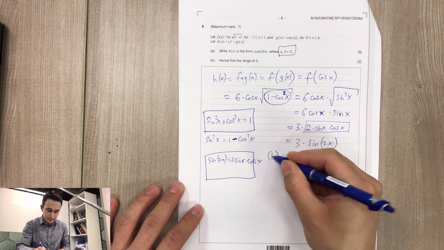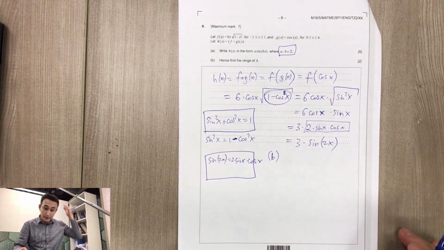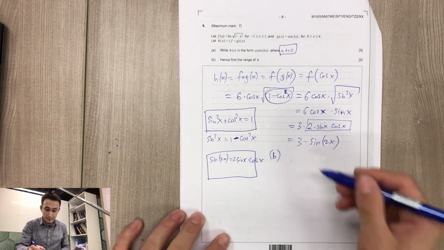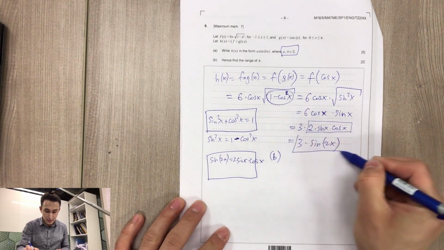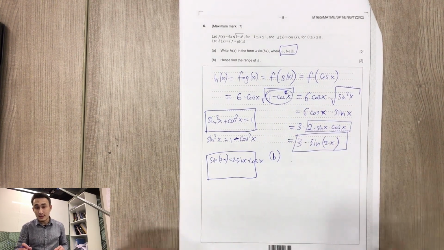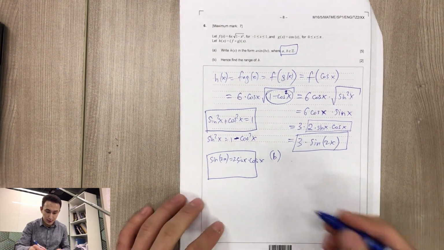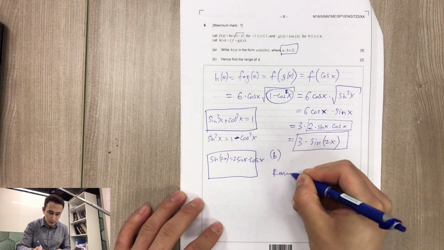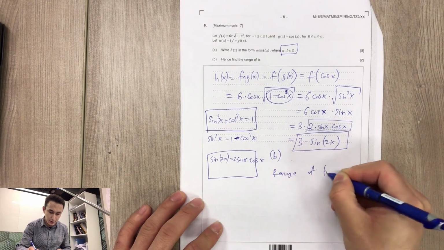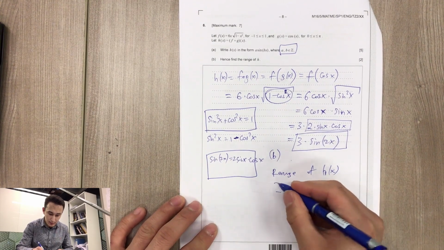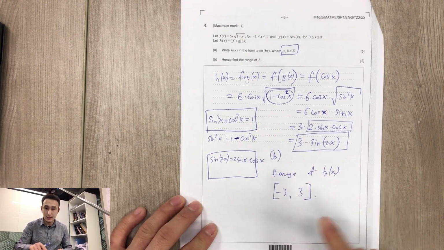Okay, hope this is clear. So part B. Hence find the range of h. Now the range of h is going to be, since we have found h(x) is equal to 3 sine 2x, we know the sine function goes from -1 to +1. So the range of h(x) is going to be from -3 up to 3. Okay, this is the range.